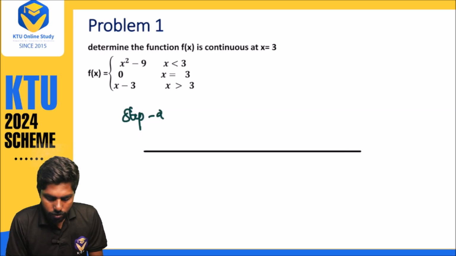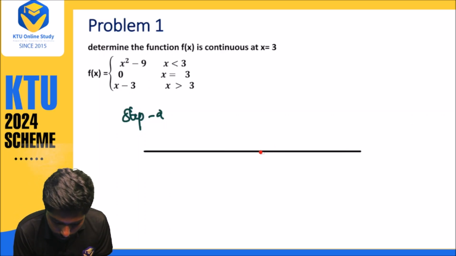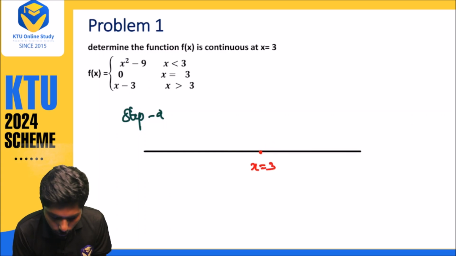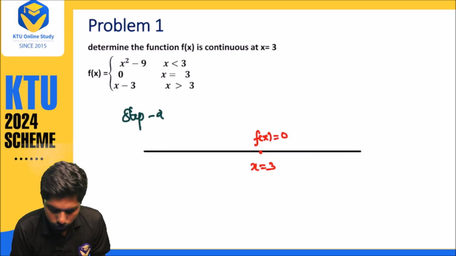So what is it they have given? They have given x is equal to 3, and f of x is equal to 0. So this is the thing they have given, x is equal to 3.